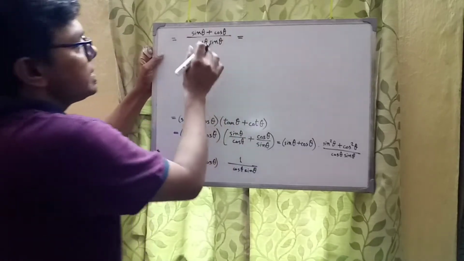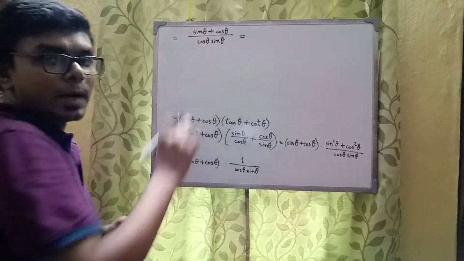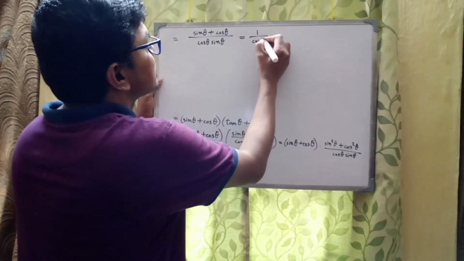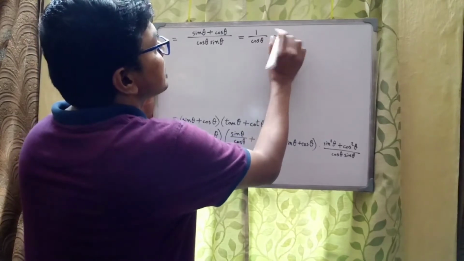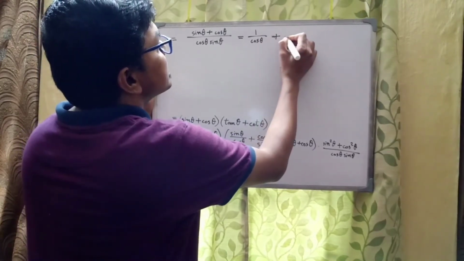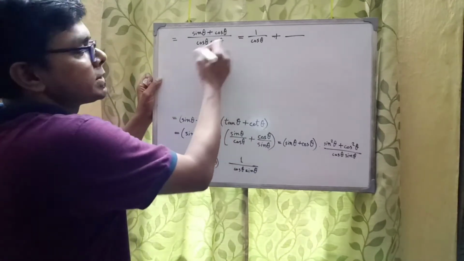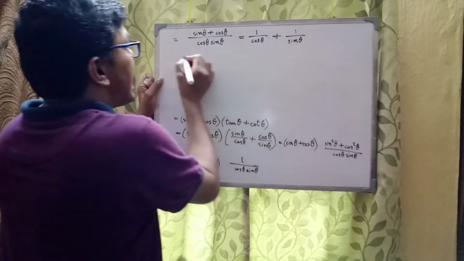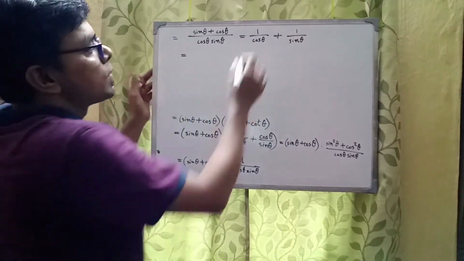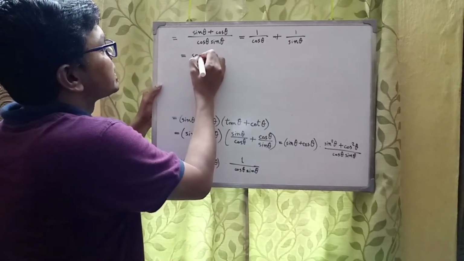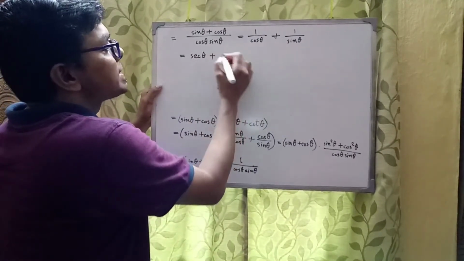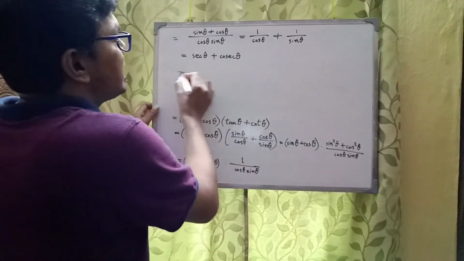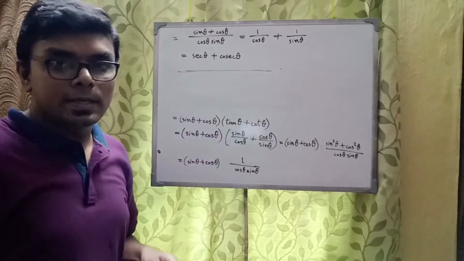Now if we separately divide this, first will be sin theta by cos theta sin theta, that equals 1 by cos theta, and the second term is cos theta by cos theta sin theta, so cos theta cancels out, we are left with 1 by sin theta. And as we know from the basic ratios, 1 by cos theta is equal to sec theta and 1 by sin theta equals cosec theta. So that gives our right hand side, and the sum ends here.